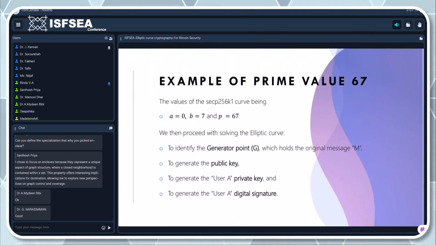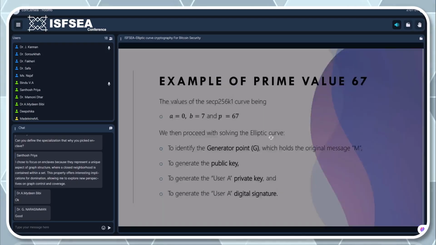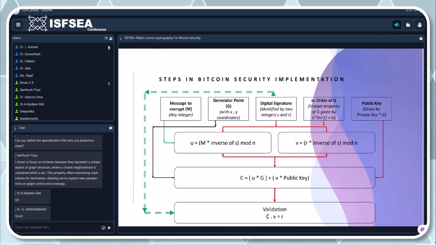And an example with a prime value 67. This curve has a equal to 0, b equal to 7, and the elliptic curve is defined over the prime field 67. We then proceed with solving the elliptic curve. We identify the generator point, then generate a public key, generate user A's private key, and generate user A's digital signature. These are the procedures done using elliptic curve. Next slide.